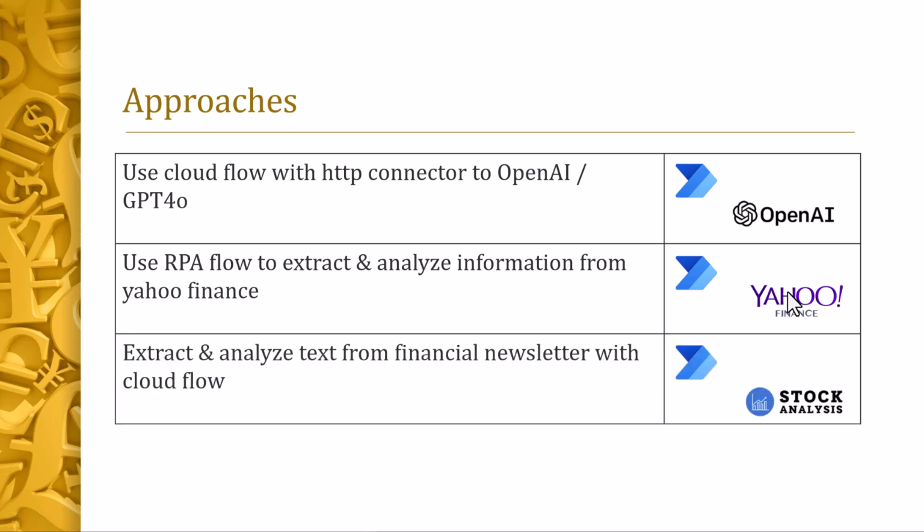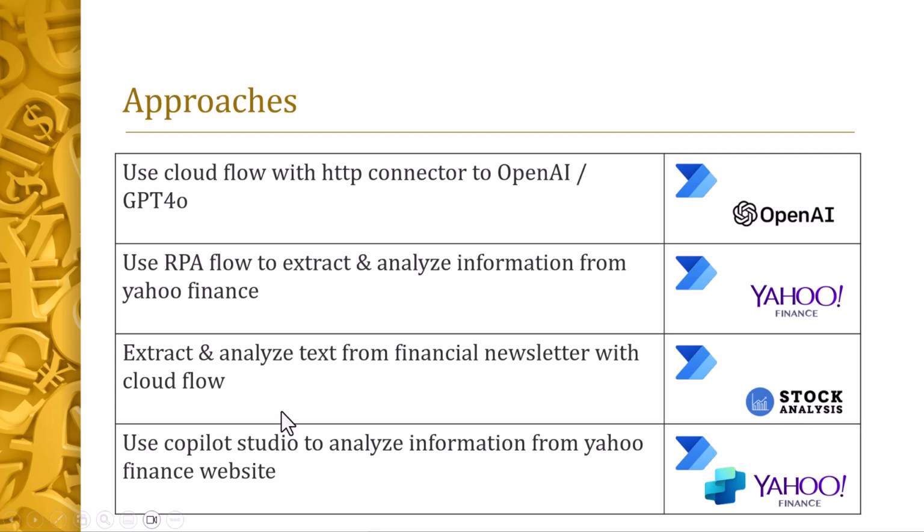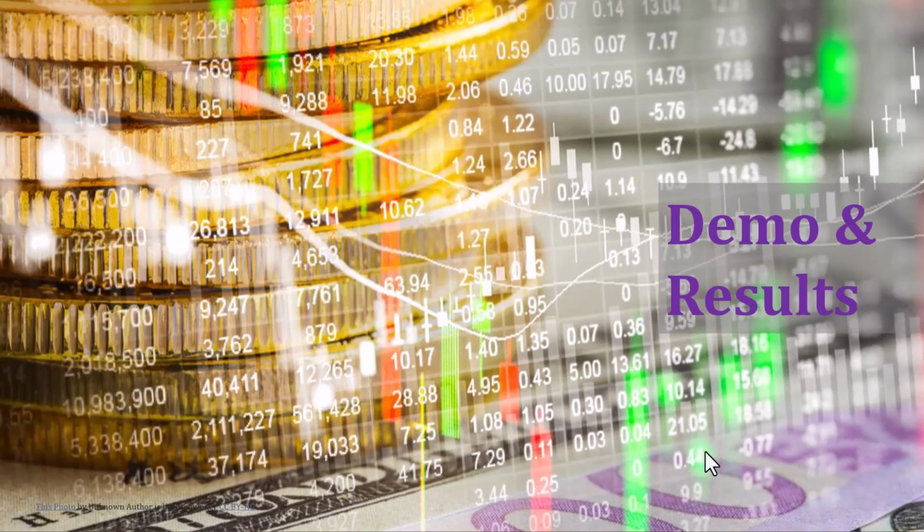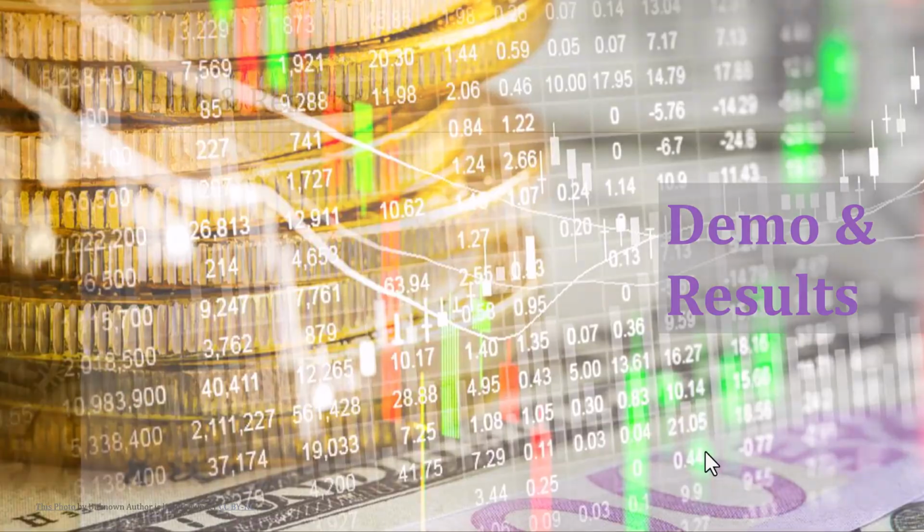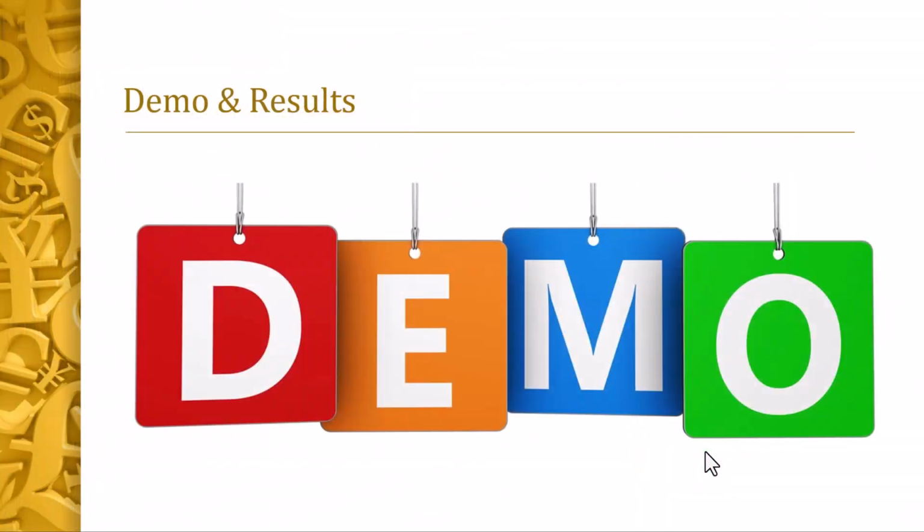The third approach was to use a financial newsletter. I tried the Yahoo Finance one, but I somehow did not get it. So I used the financial newsletter from Stock Analysis to see whether the information stated there can help me make investment decisions. And finally, I used Copilot Studio to ask the question against this website, what to invest in. And then I used a flow to fill it into a table. Okay, now after this short intro, let's have a look at the different approaches and how I realized that by looking into my demo system.